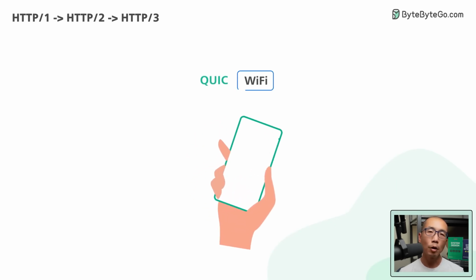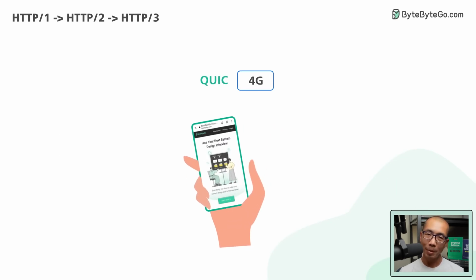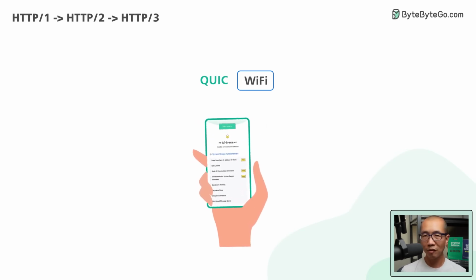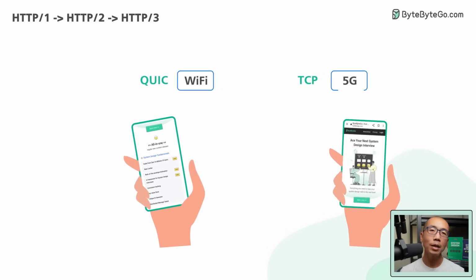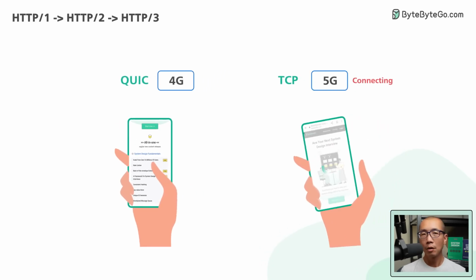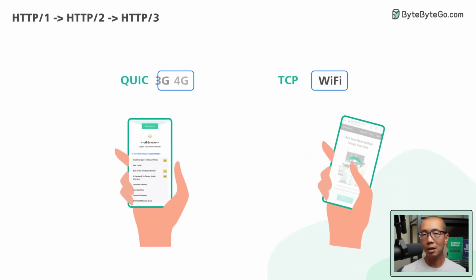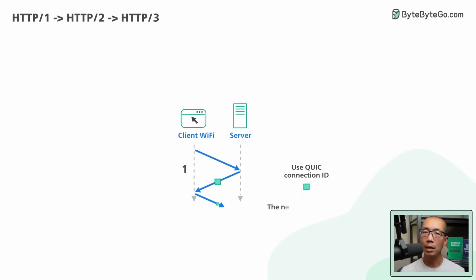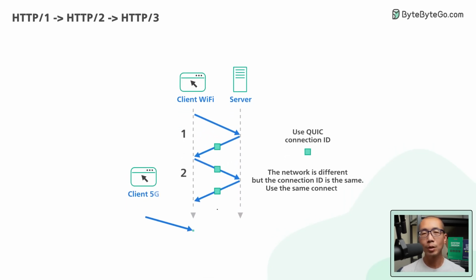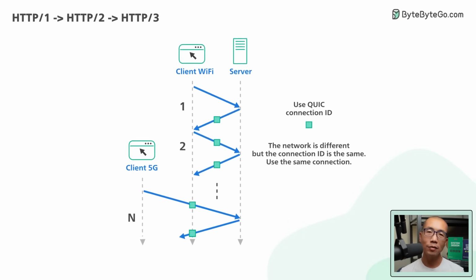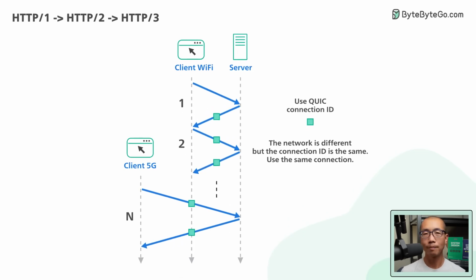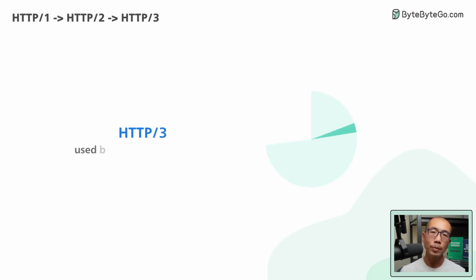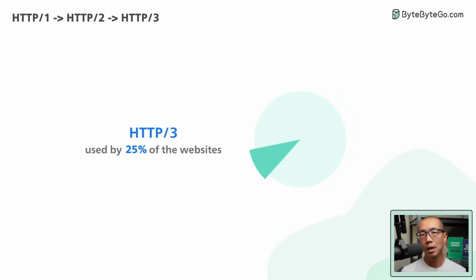QUIC is designed for mobile-heavy internet usage. People carrying smartphones constantly switch from one network to another as they move about their day. With TCP, the handoff of one connection from one network to another is sluggish. QUIC implements a concept called connection ID, which allows connections to move between IP addresses and network interfaces quickly and reliably. Even though HTTP 3 has just been standardized, it is used by 25% of the websites and supported by many web browsers.